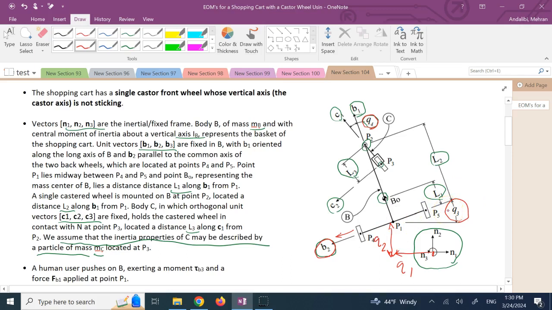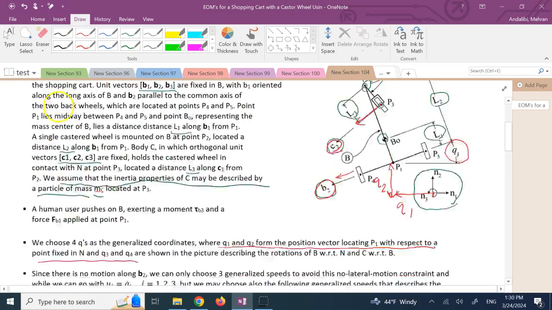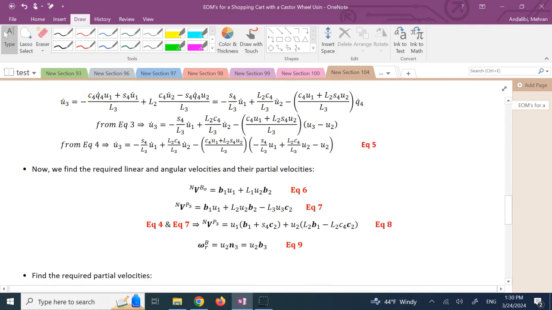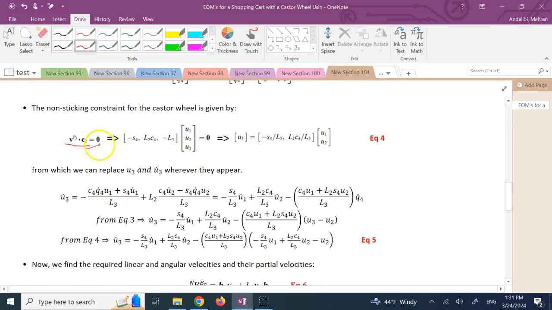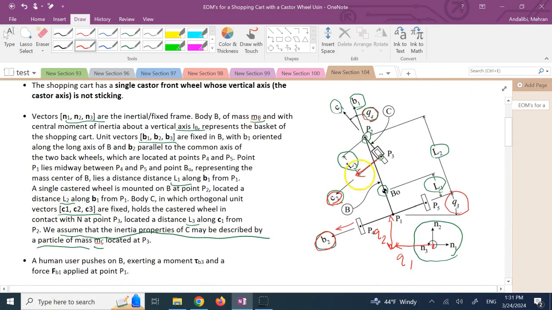The other thing is that the bottom of this caster wheel also does not slip with respect to the ground. So the caster wheel cannot move in the C2 direction, at the contact point of course. As we'll see later on, this V of P3 dot C2 equals zero. That's another constraint that we have for no slipping.